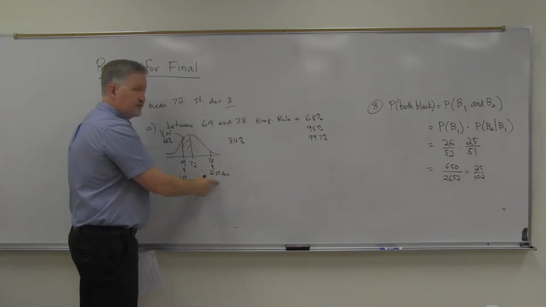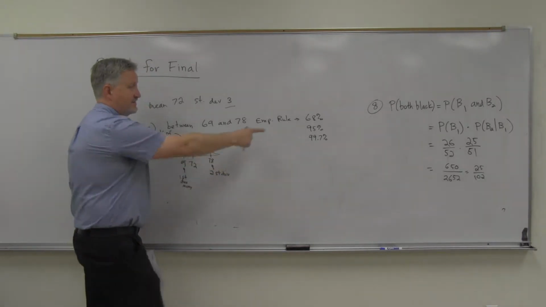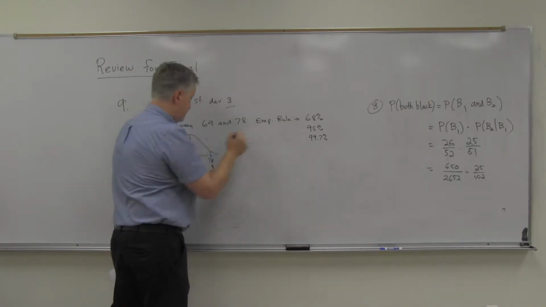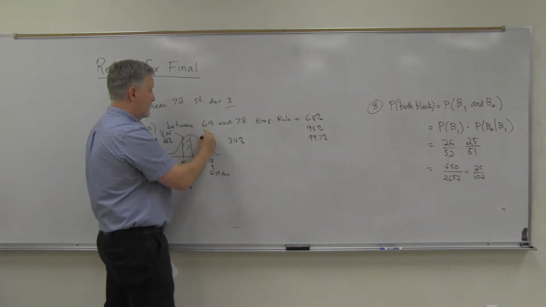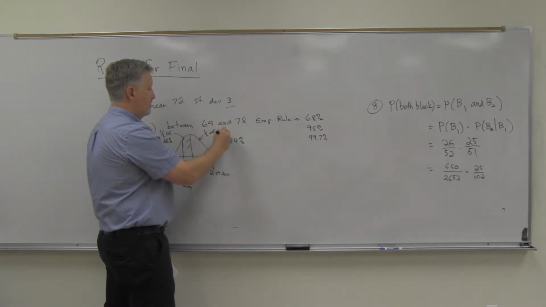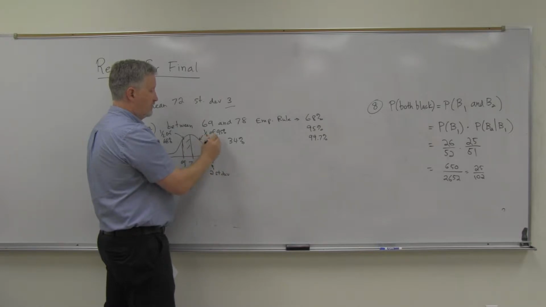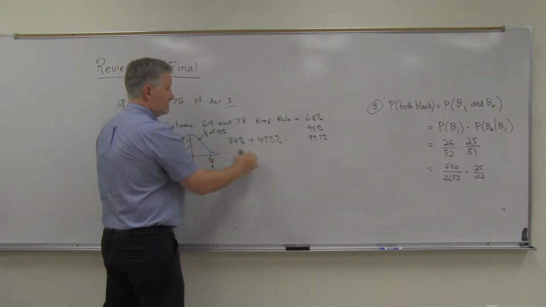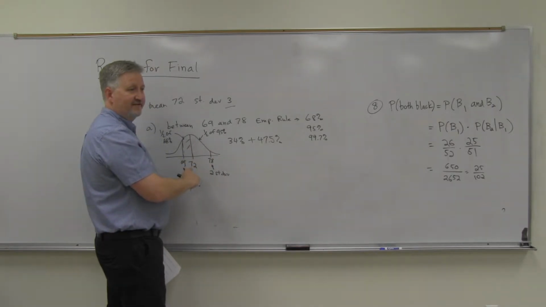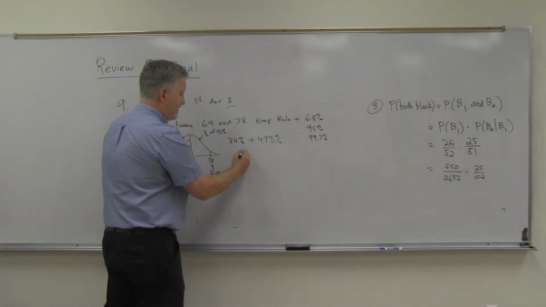This over here is 2 standard deviations, so that's the 95% number, but it's only half of it because we're only on this side, not going 2 below. With me? So that's 47.5. And so in this case, we just add those two together. 81.5%.